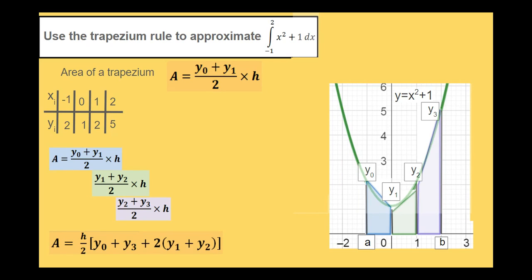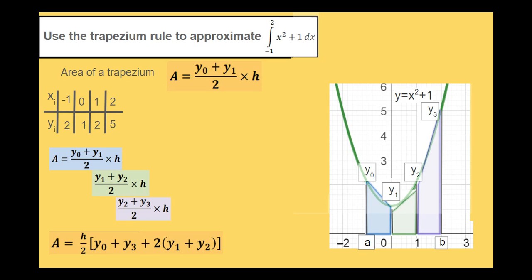So for each of the three trapezia, each time we've multiplied by h, the strip width, and each time we've also divided by 2. And so we can take a factor of h over 2 out of all of them, which you can see on the formula at the bottom is what we've done.